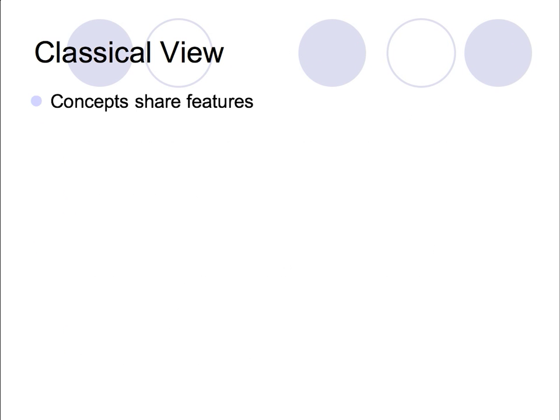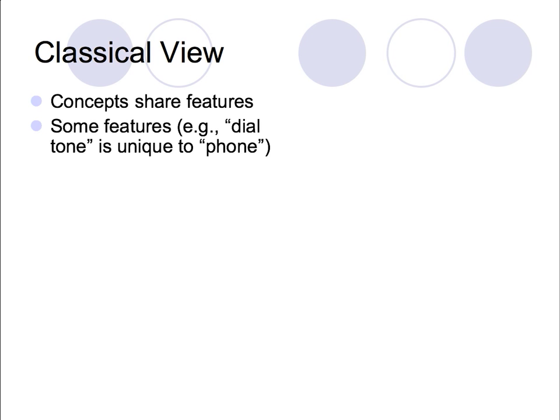In the classical view, concepts all share features. For example, some features are very unique to a concept, like all phones have some kind of dial tone. Very few other objects have a dial tone. Usually the dial tone is unique to the phone, and therefore all phones have that dial tone.